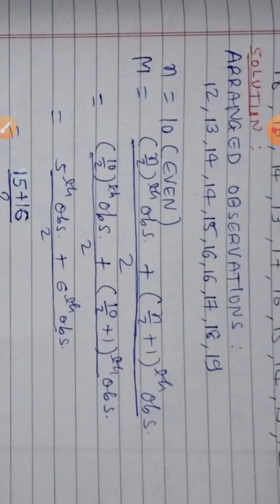Again it is very simple, just like the previous one; since n is even, a few extra steps are done there. First of all arrangement, and then you decide whether n is odd or even, meaning whether the total number of observations is odd or even. According to odd or even, select the formula, then place the value of n, and then find out that particular observation.